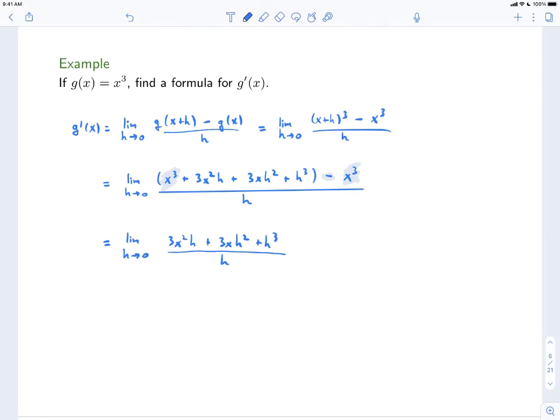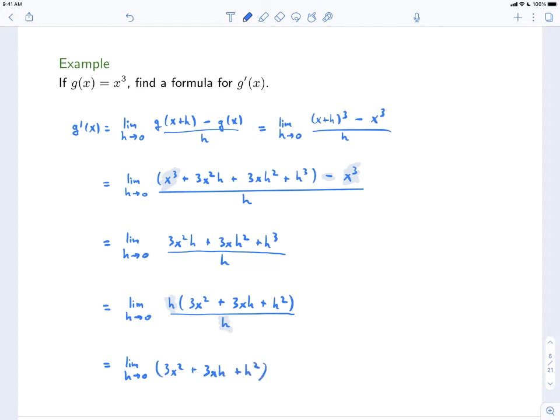Notice that there's an h in every term in the numerator, so we can factor it out. That's why we have 0 over 0, because there's a factor of h in the numerator and in the denominator. So if you factor out the h from the numerator, you're left with 3x squared plus 3xh plus h squared. And of course, all of this is divided by h. So the h in the numerator will cancel with the h in the denominator, and now you're just left with the limit as h goes to 0 of something which is a polynomial, 3x squared plus 3xh plus h squared.